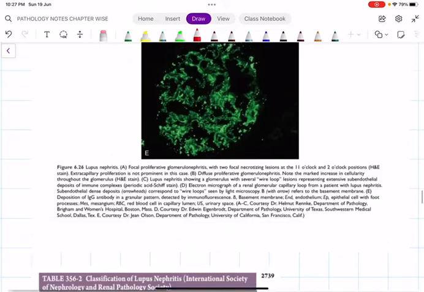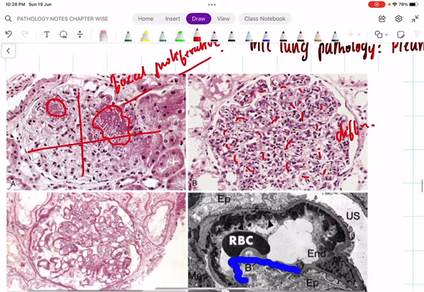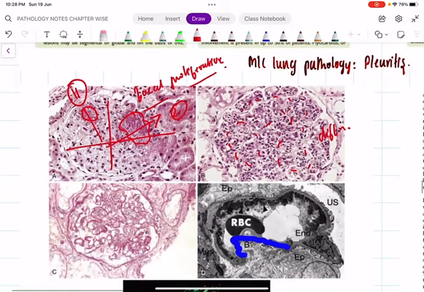And B, this is diffuse proliferative. You can see the proliferation all over. It is diffusely arranged, so that is called diffuse proliferative. Here it is focal. If I draw it in the form of a clock, you can see this is almost at 2 o'clock position and this is almost at 11 o'clock position. So this is what we call focal. This is diffuse. And finally, the C.